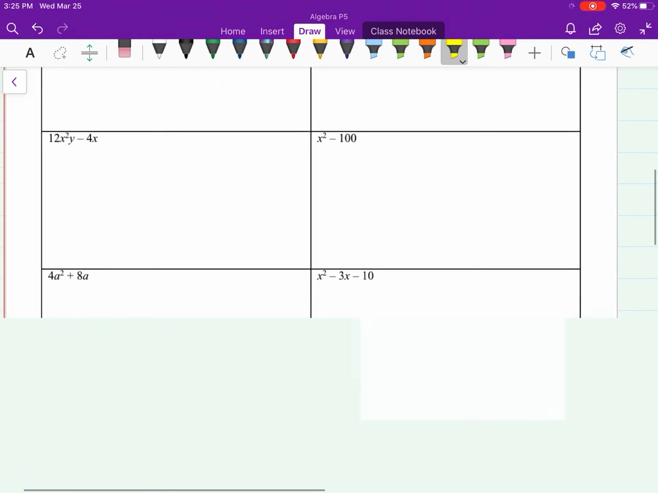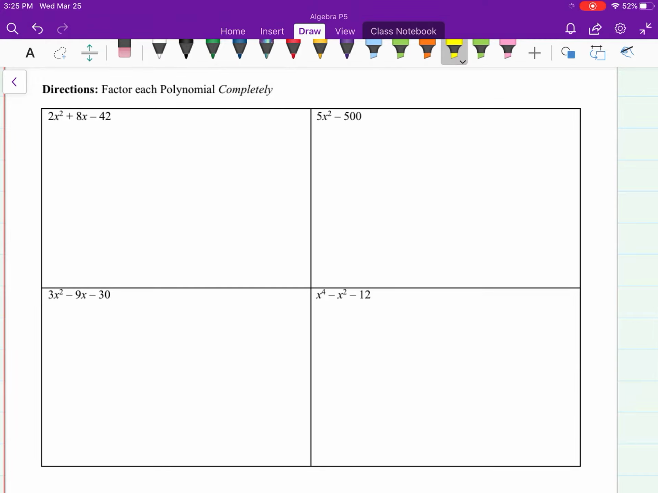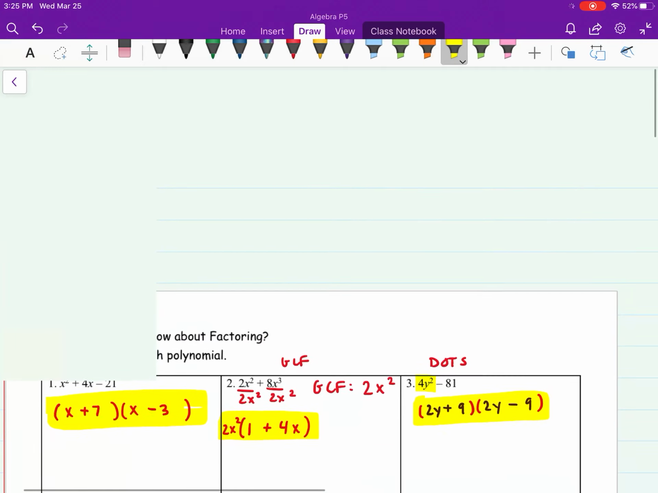So the rest of this lesson is all practice using all 3 methods. And as you get towards the bottom, you'll notice that these say factor completely. So we'll have to factor them a few times.